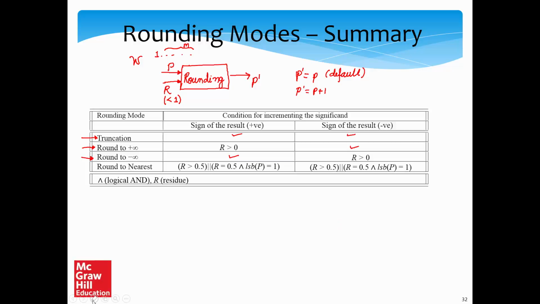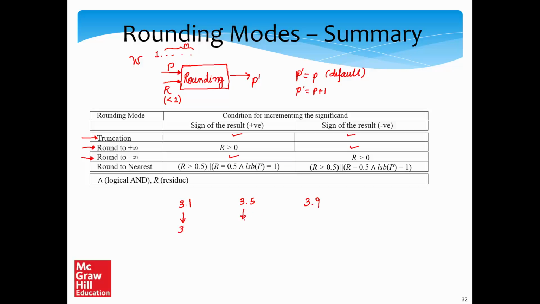All right. So rounding to the nearest is the most complicated, but it's not that hard. So let's assume that I have 3 numbers, 3.1, 3.5, and 3.9. So 3.1 I need to round to 3.